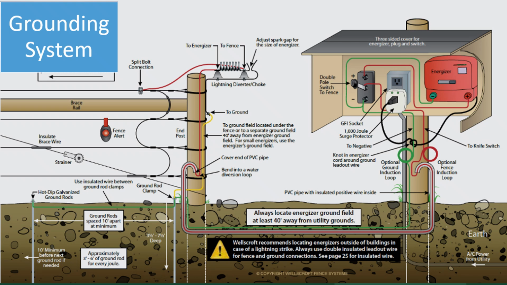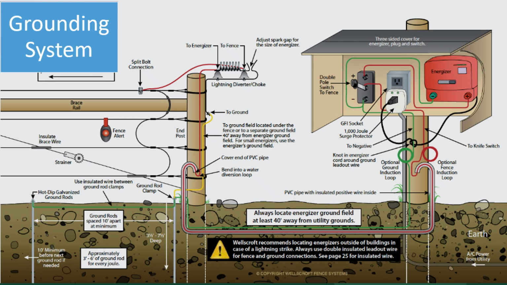The grounding field should be at least 40 feet away from any building or utility power supply. As a general rule, a good grounding system will have 3 to 6 feet of ground rod for every joule and should be connected by 12.5 gauge wire and galvanized clamps.